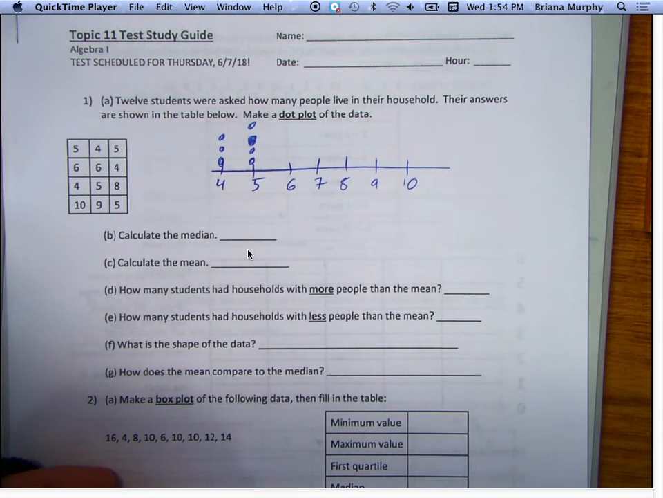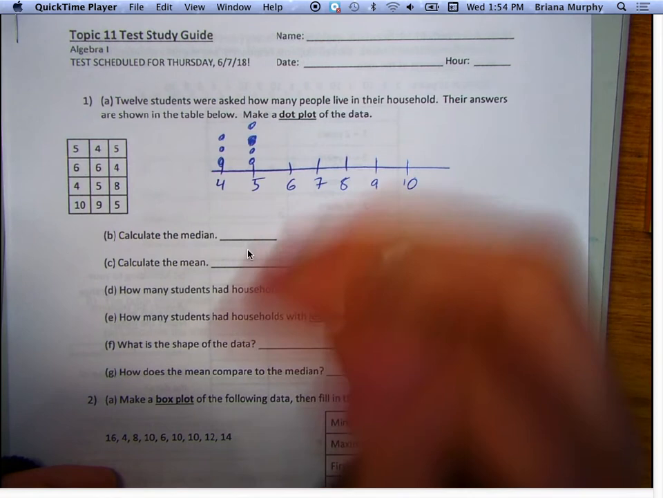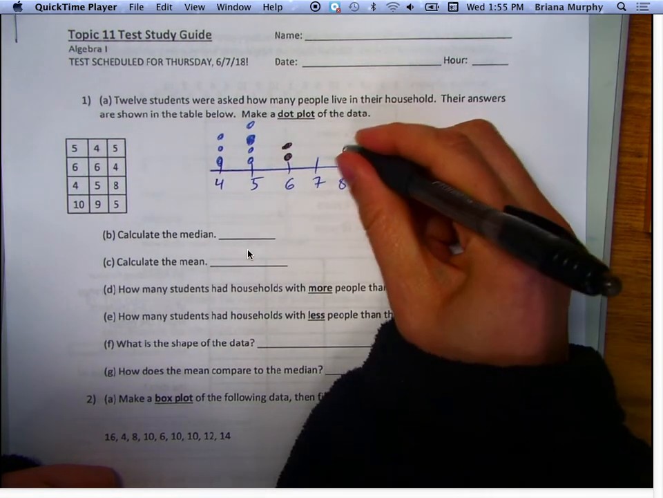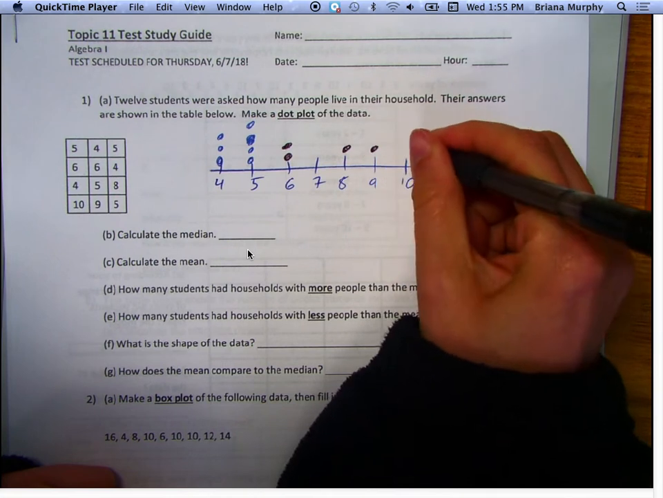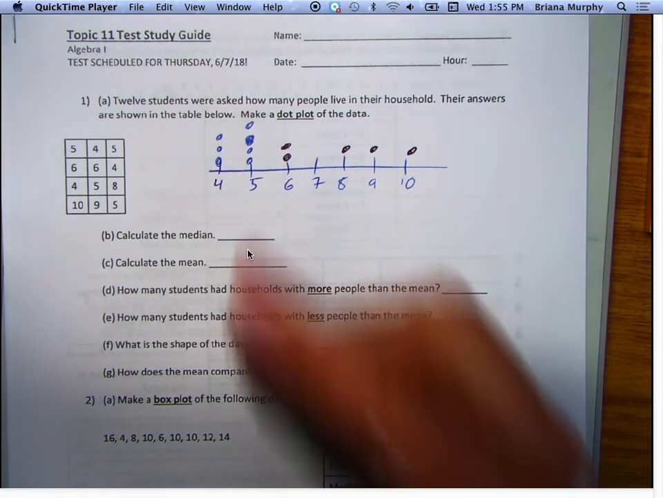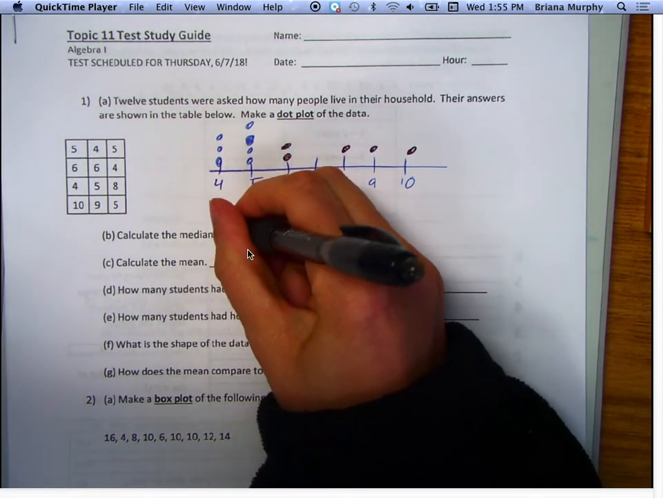Oh, my pen is dying. We've got 2 on 6. We've got 1 on 8, 1 on 9, and 1 on 10. Okay? And then we calculate the median. You can line these all up from smallest to biggest. You can cross them off on here, whichever way you want, but your median value is 5.